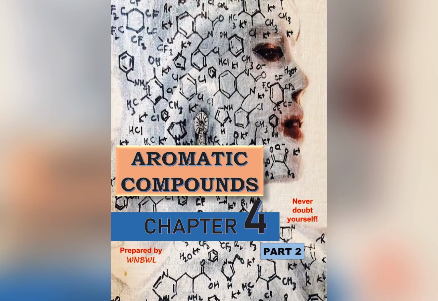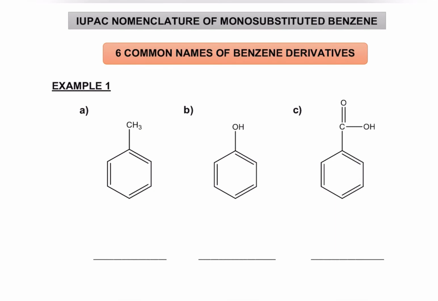Assalamualaikum and hello. We are going to learn a new chapter, which is aromatic compounds, where specifically we are going to learn about 6 common names of monosubstituted benzene. For this part, I'm going to introduce to you IUPAC nomenclature for monosubstituted benzene. It means that you have a benzene with one substituent attached to it. So that's where the word mono comes from.